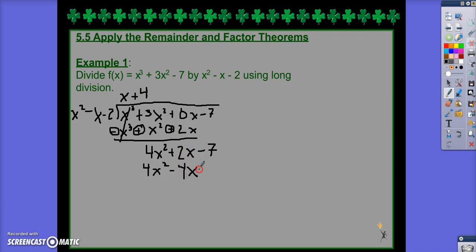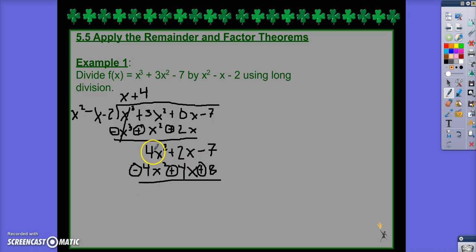4 times negative 2 is negative 8. Once again, we draw our line. Now, don't forget, it's subtraction, which means in math, we switch every single sign on the second line. This becomes a positive. This becomes a positive.